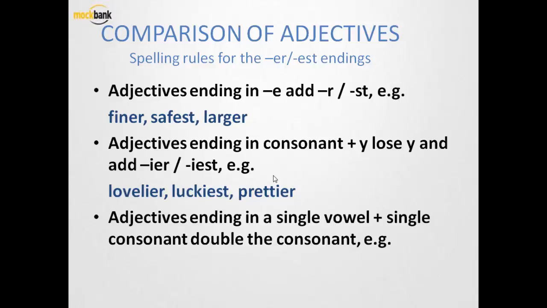Adjectives ending in e, what we need to do is add r or st. Examples are finer, safest, larger. For adjectives which end in consonant plus y, we drop y and add ier or iest. Examples are lovelier, luckiest and prettier. For adjectives that end in a single vowel plus single consonant, we double the consonant. Examples are fitter, sadder, thinner, wettest, hottest.